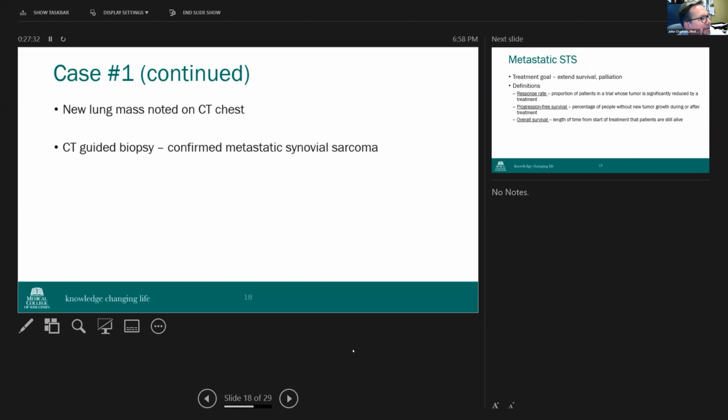Kind of a soul crushing thing. We got to biopsy that and confirm that it's metastatic synovial sarcoma. Well, now we're thinking, what do we do about that?